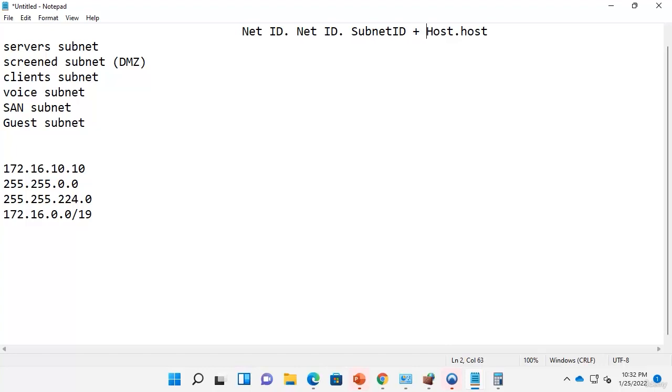Okay, so the third octet is going to be, some of it is the subnet ID, the rest is the host. Don't worry about that. But what we're trying to figure out is what are the numbers?